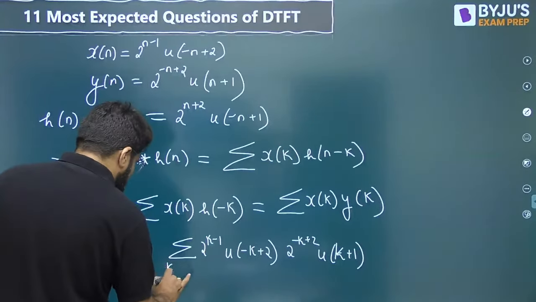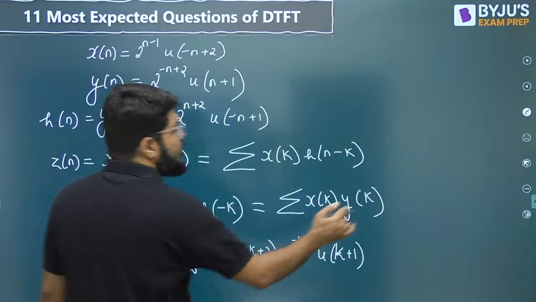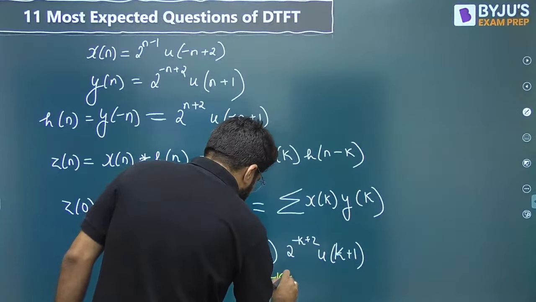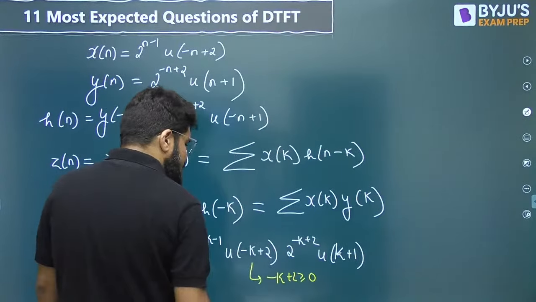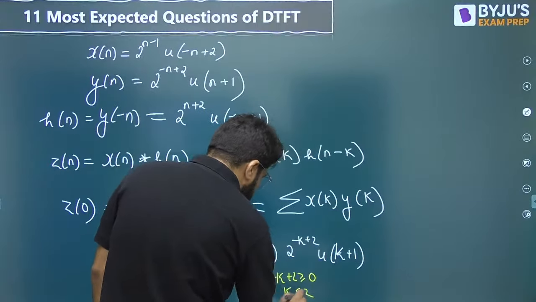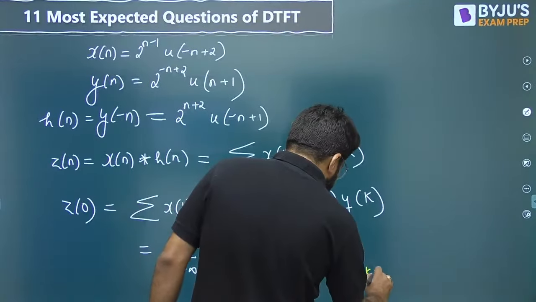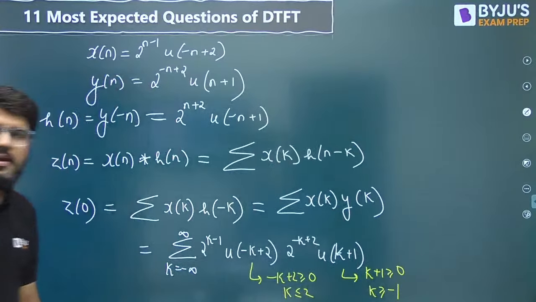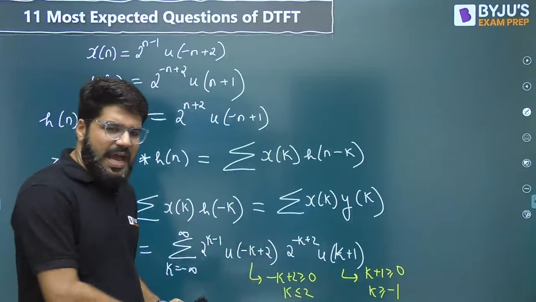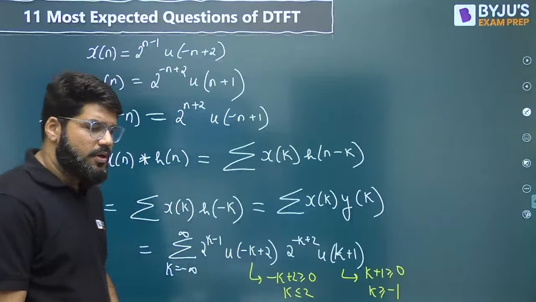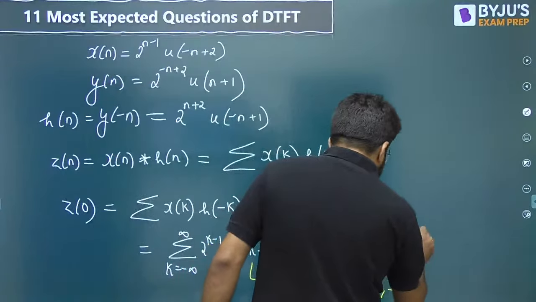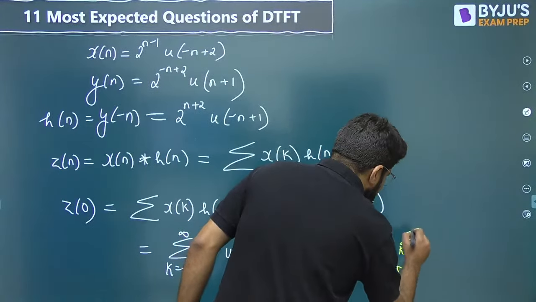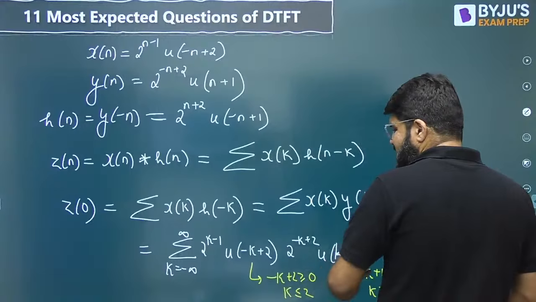Now pay attention, this is for all values of k, but the unit step is going to modify your limits. For unit step existence, minus k plus 2 should be greater than or equal to 0, so k should be less than or equal to 2. Here k plus 1 should be greater than or equal to 0, so k should be greater than or equal to minus 1. Unit step equals 1 if the argument is greater than or equal to 0. So this summation actually becomes k from minus 1 to 2, greater than or equal to minus 1, less than or equal to 2.